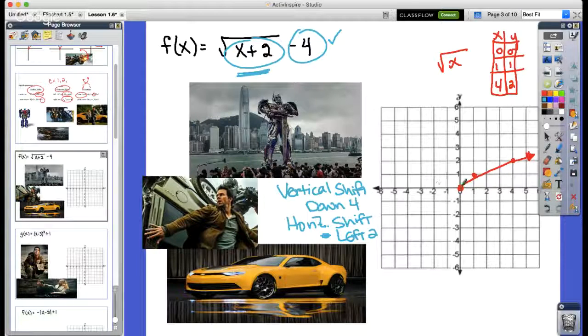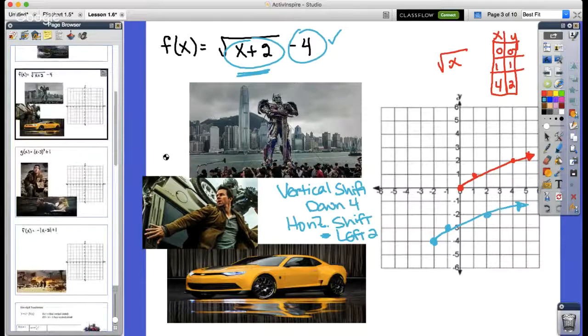So watch the new graph. This is going to go from square root of x. It's going to go left 2, down 4. Okay? Look at this point. Left 2, down 4. This point, left 2, down 4. So what happens is what was in red gets transformed. The transformation of this would be what is now in blue. And that's how we graph that right there in that example.